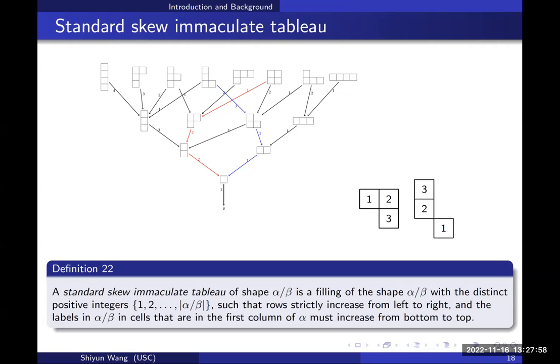And then we can get a shape like this one. These are the 3 boxes that we take off in order, and then we number them in the reverse order. So this is the first box we take off, this is second, and this is the last one. In that way, we can get a skew shape of a standard skew immaculate tableau filled with all positive integers. And by the way that we take off the boxes, we can make sure that they all have increasing rows, and the first column is also increasing from bottom to top.